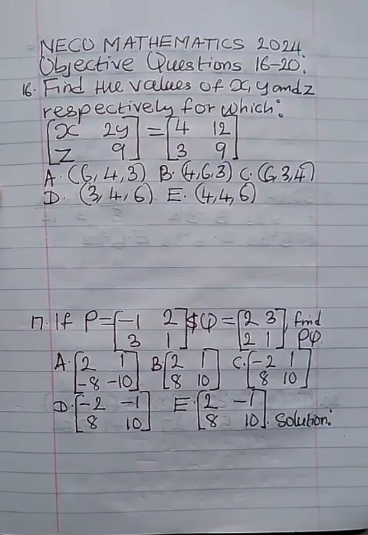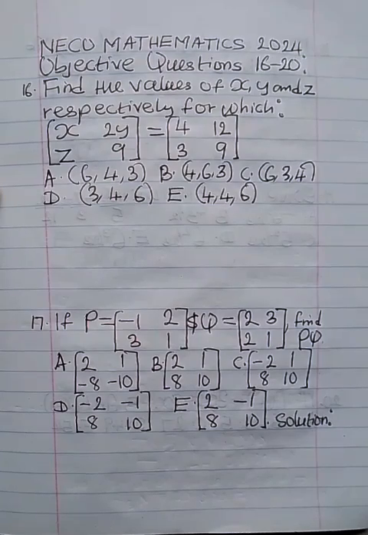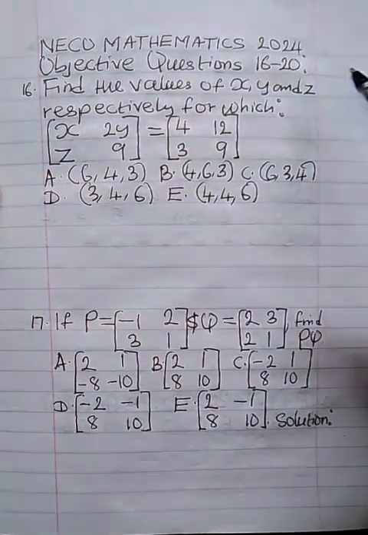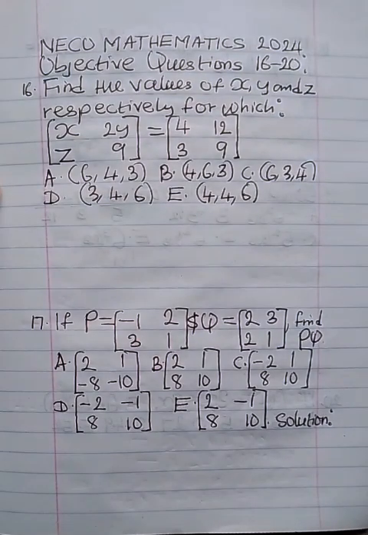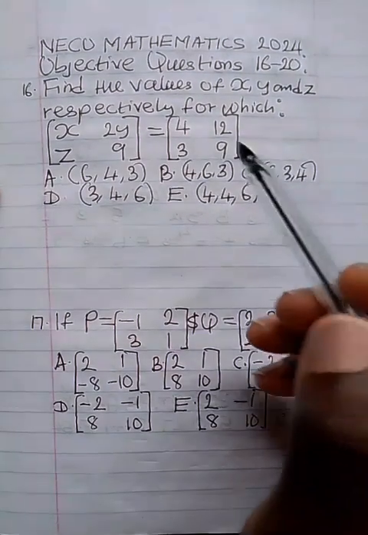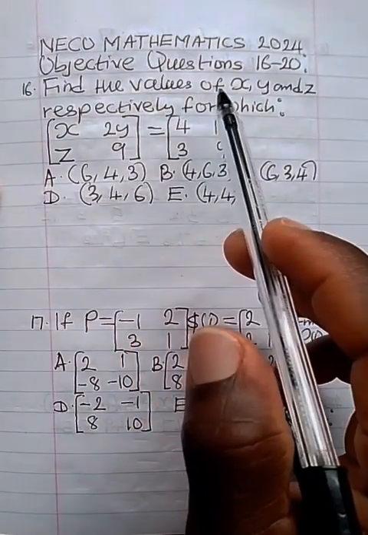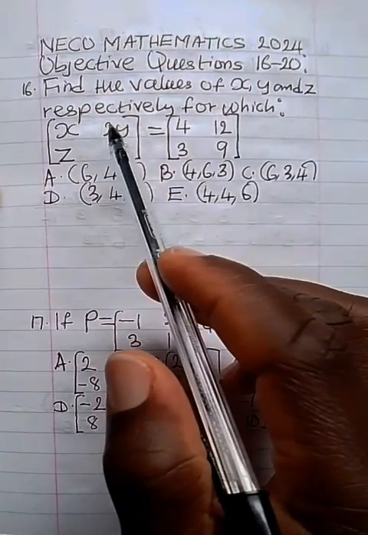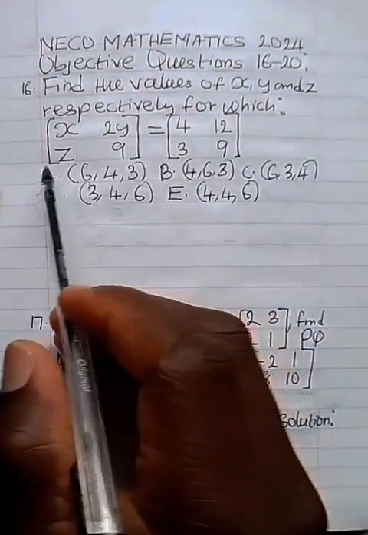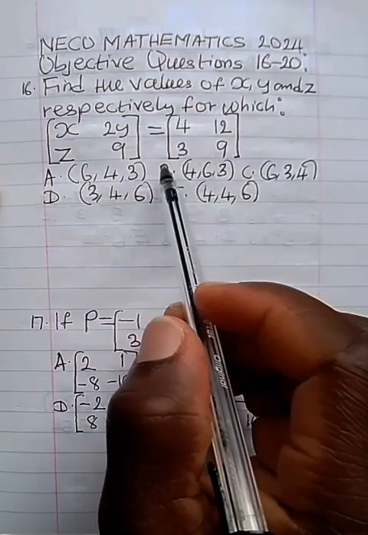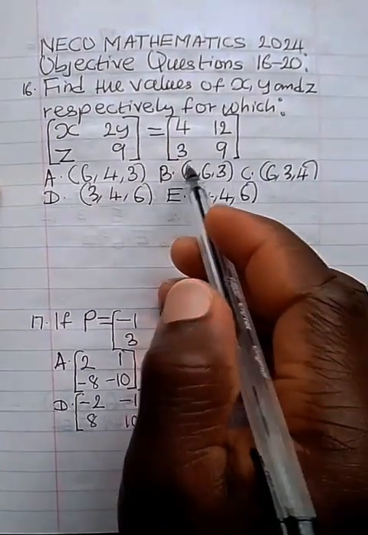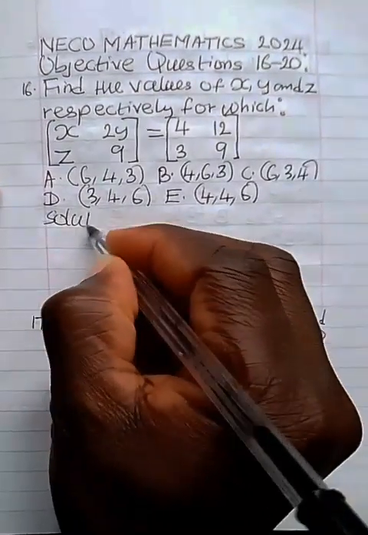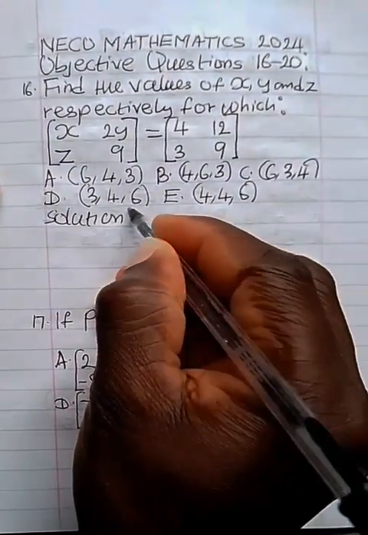NECO Mathematics 2024 Objective Questions 16 to 20. Question 16. Find the values of S, Y, and Z respectively for which this matrix is equal to the second matrix. Let's take the solution.